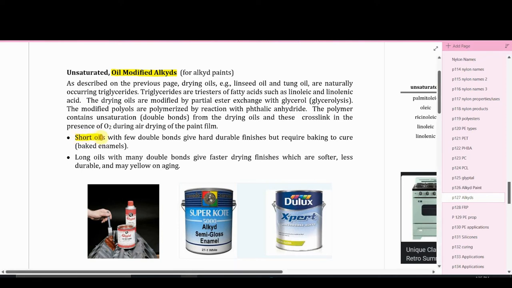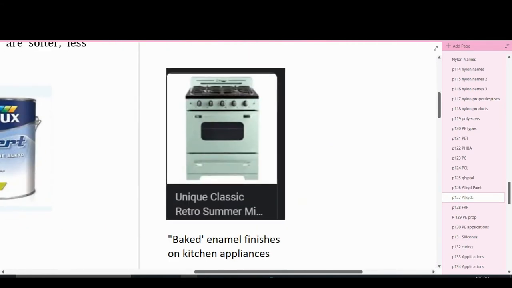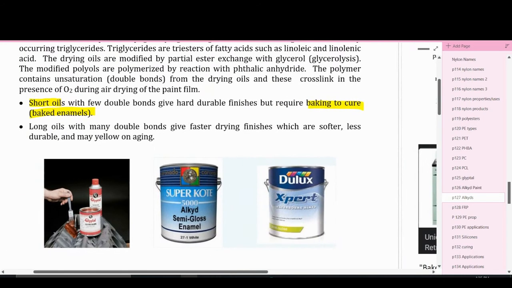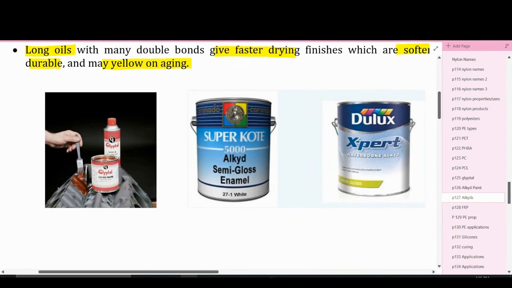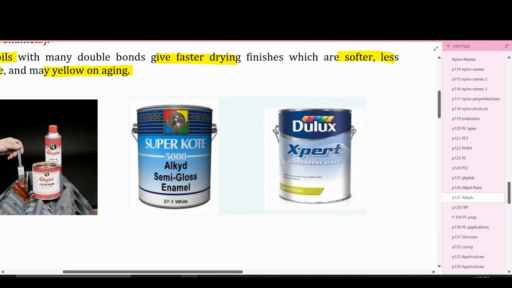Short oils with few double bonds give hard, durable finishes but require baking to cure. Have you heard of baked enamels? If you buy an appliance, it'll often say it's got a baked enamel paint, which means it's a hard, durable finish. So that's where that comes from. Long oils with many double bonds dry faster, but they're softer and less durable and may yellow on aging. So here are some examples of glyptal resin we talked about earlier, as well as alkyd paints.